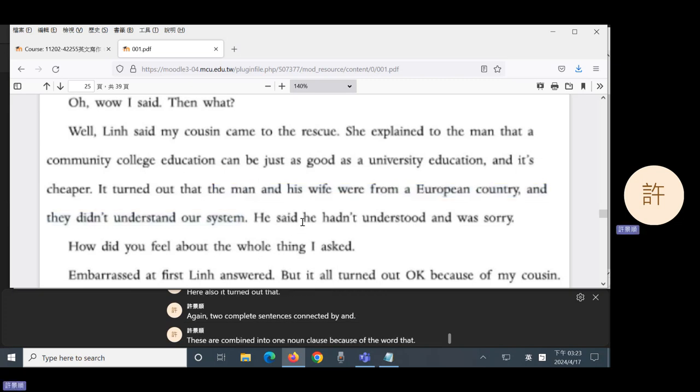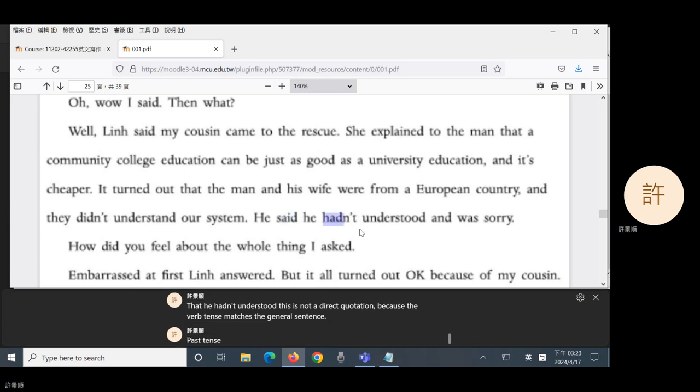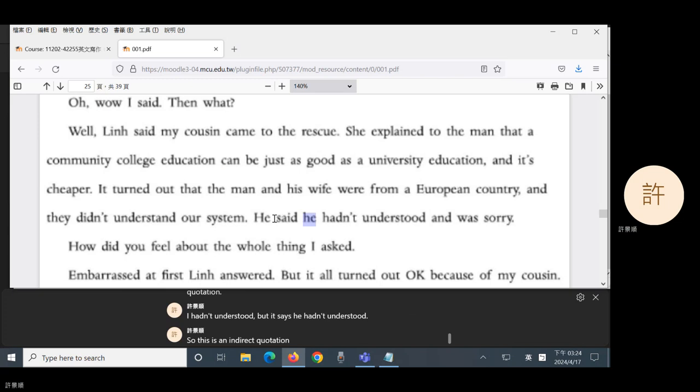Here also, he said that he hadn't understood. This is not a direct quotation because the verb tense matches the general sentence. Past perfect is also a kind of past. If this were a direct quotation, it would say, he said, comma, quotation, I hadn't understood. But it says, he hadn't understood. So this is an indirect quotation. So he said that he hadn't understood and was sorry.